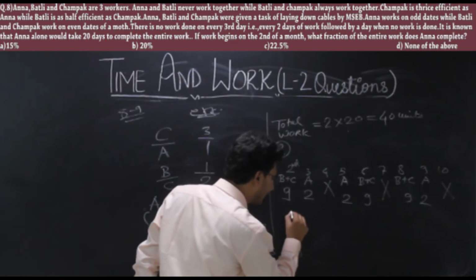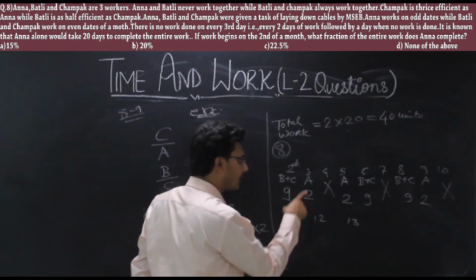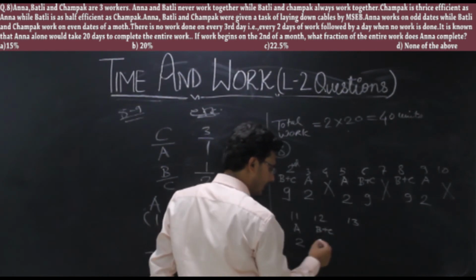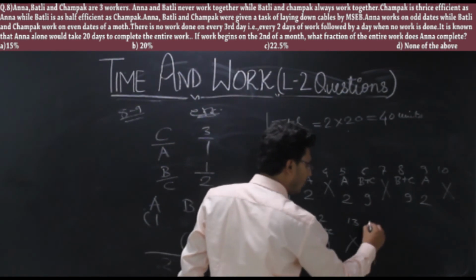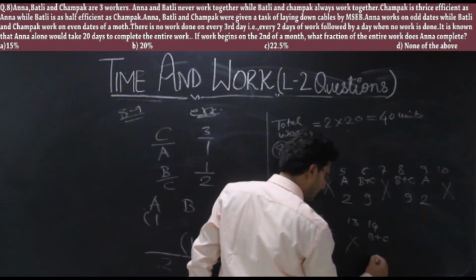So on and so forth. Then 11th, 12th and 13th. 11th is again odd, so I'll start with Anna, that is he will do 2. This is then B plus C, that is 9. Again rest. 14th, who will work? 14th is an even, so this is B plus C. And this is again 9.